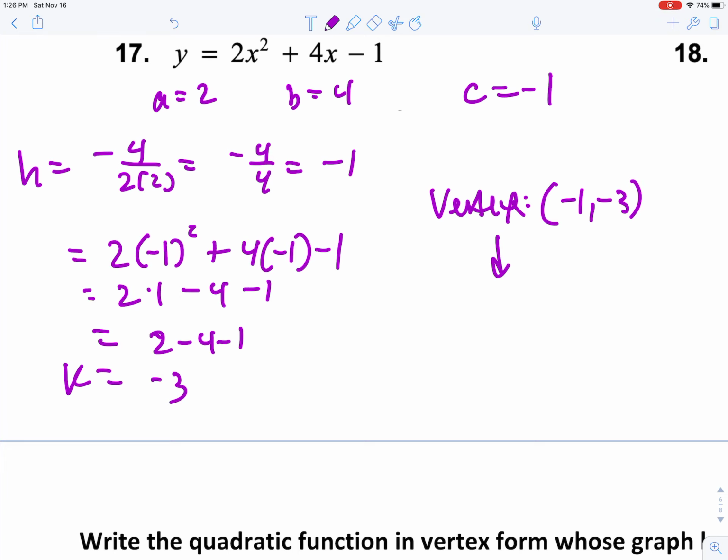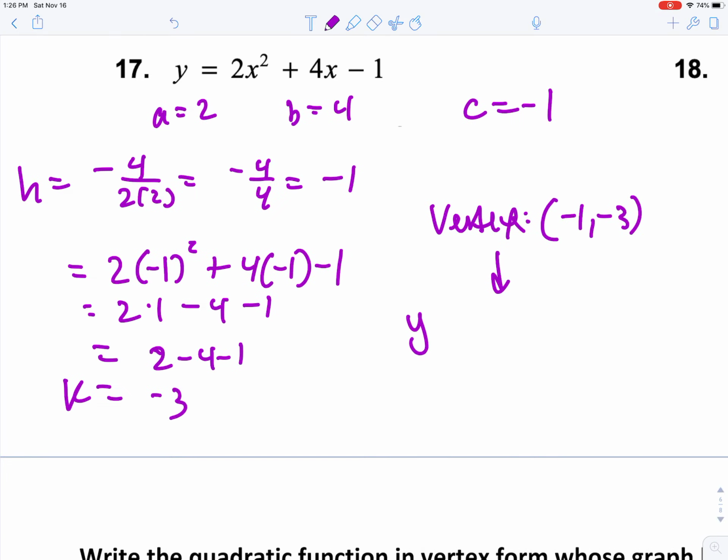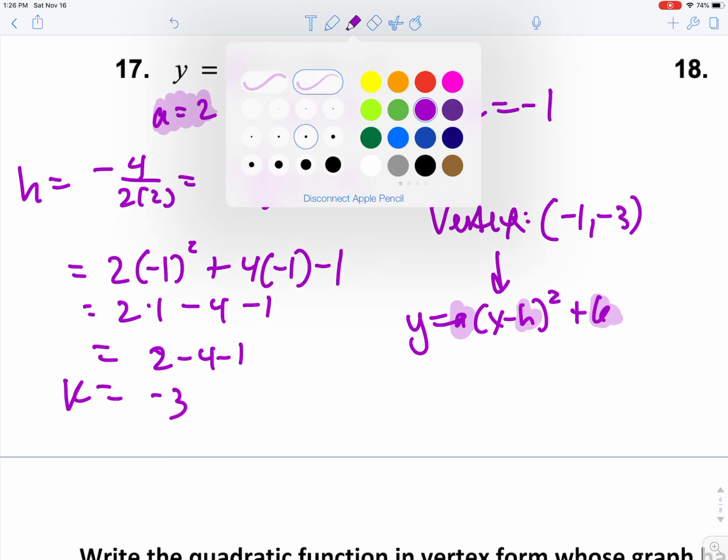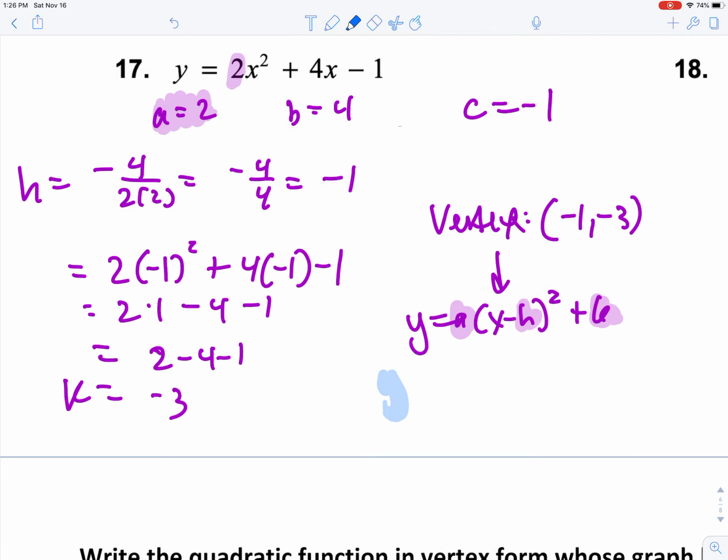If I want to put that into vertex form, which is a times x minus h squared plus k, I do need to know my a value, which I actually already know. We already even wrote it down over here. I need to know my h, I need to know my k, but we just found those things out.